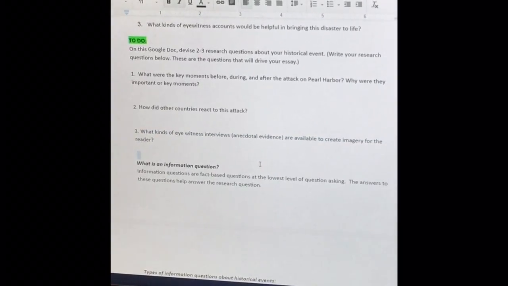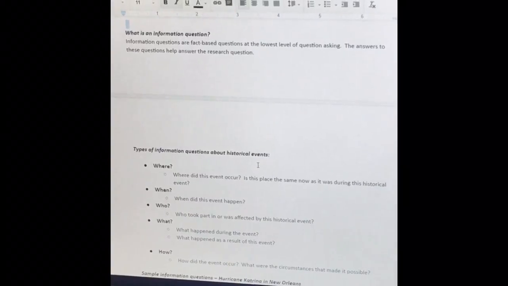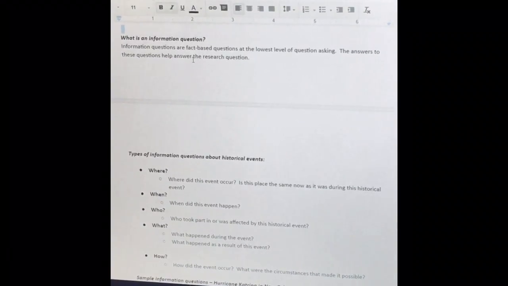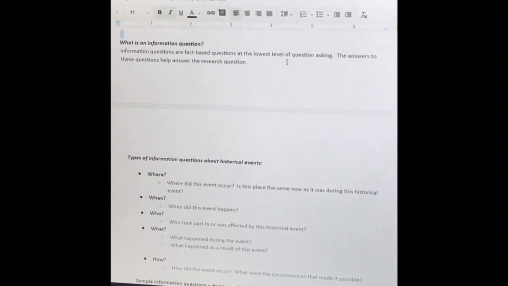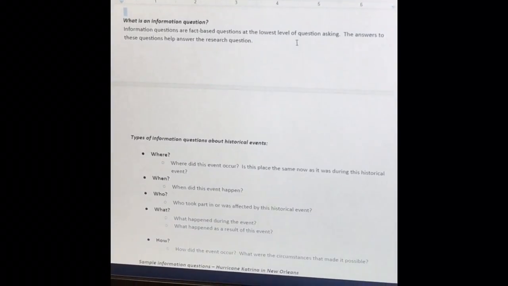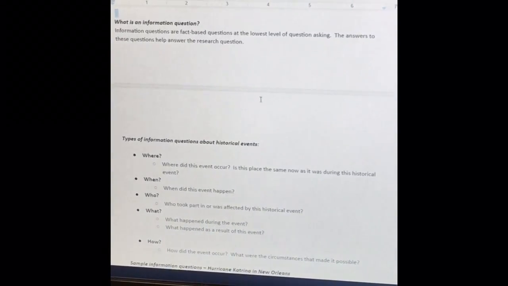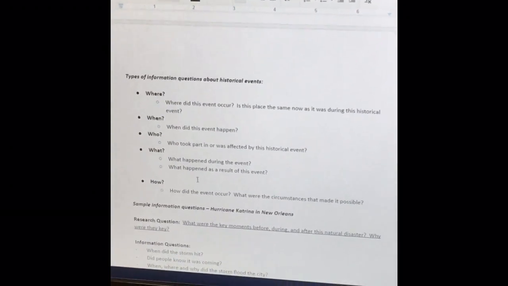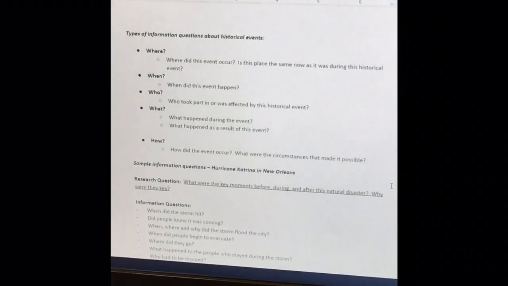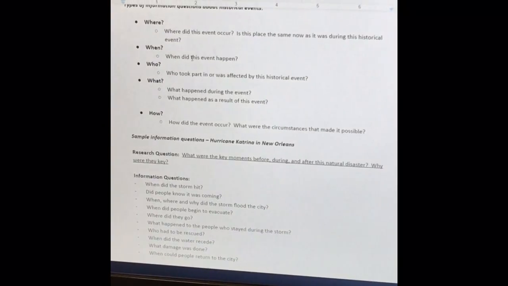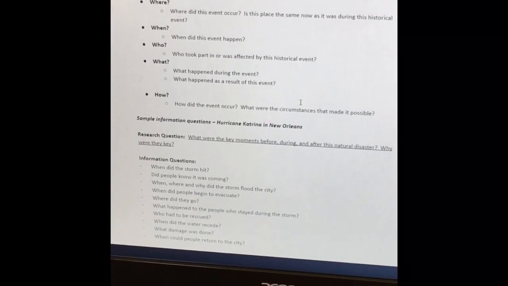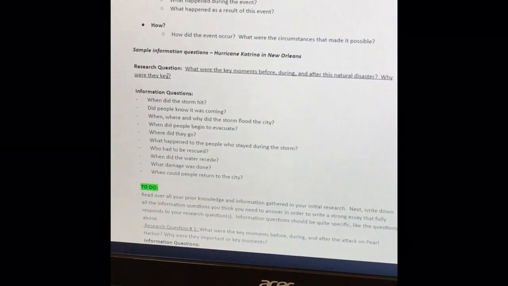Once you're done with those, you're going to move on and scroll towards the next page, and it says, what is an informational question? Information questions are fact-based questions at the lowest level of question asking. The answers to these questions help answer the research question. So these are those where, when, who, what, and how questions. If I were you, I would use some of these to help you. They're already there for you. Why not use them? So again, here are some samples.